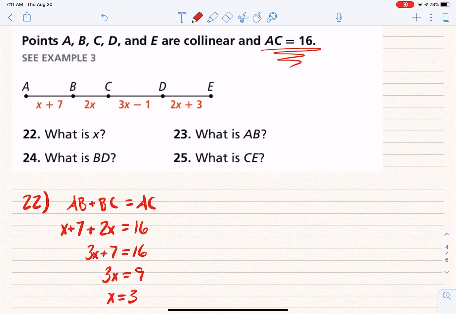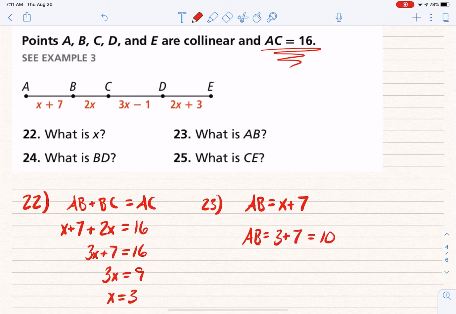So then we move on. Number 23 says, what's the length of AB? Well, that's simple. The length of AB, it says right there, is x plus 7. Then we substitute in that x value. So the length of AB is equal to 3 plus 7, which is 10. I know that might seem really simple, but you have to show me that you know some of this stuff.